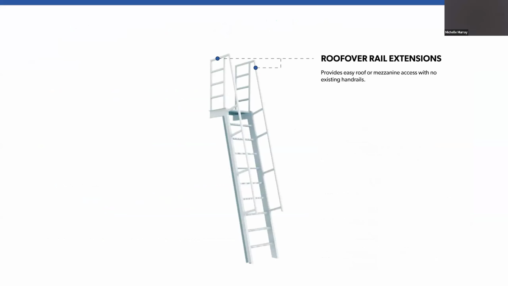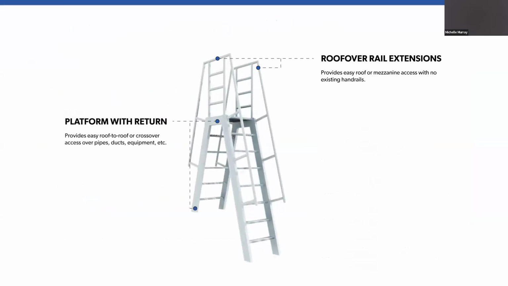These are roof over rail extensions, and they provide easy access for mezzanine access with no existing handrails. It's a platform without a return. A platform with a return. This is roof to roof or crossover to access over pipes, ducts, or equipment.